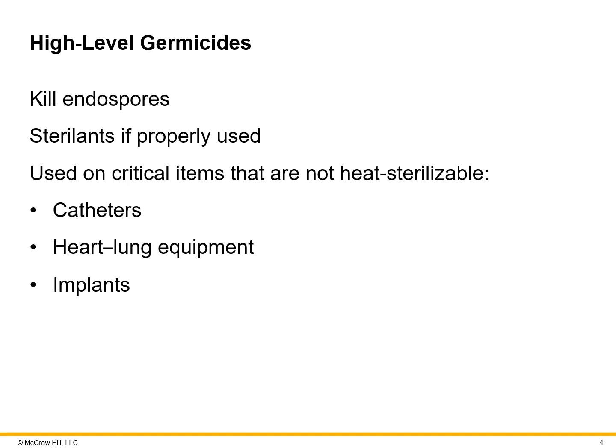Now, a couple different terms here we talked about in the other recording. We talked about the types of instruments, like critical or non-critical items. When we're talking about chemicals, we have different levels of germicides. A high level germicide, those are sterilants, so they can kill endospores. Again, they're sterilants if used properly. These would be used on critical items. They have to be sterilized, but they can't undergo heat, so they can't be autoclaved. These are things like catheters, heart and lung equipment, different implants, for example. So high-level germicides would be used on those.